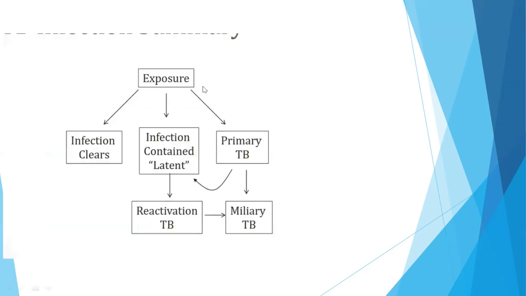So if there is exposure, there can be three things. There can be an infection which clears on its own. The infection is contained, which may be latent, and then it can reactivate as reactivation TB, which can transform into miliary TB. Or there can be primary tuberculosis infection, and it can transform into miliary tuberculosis, or it may go into a latent form.